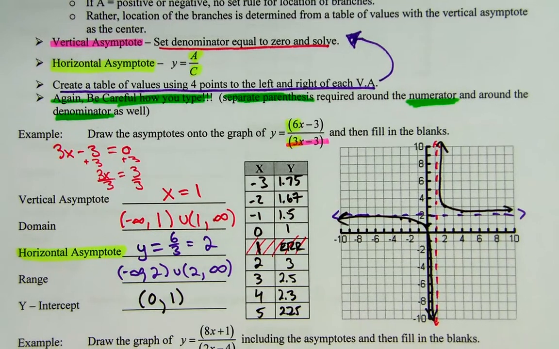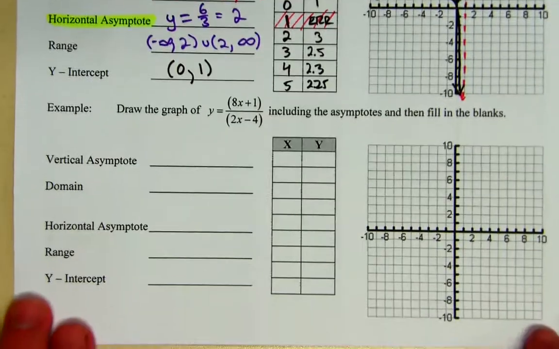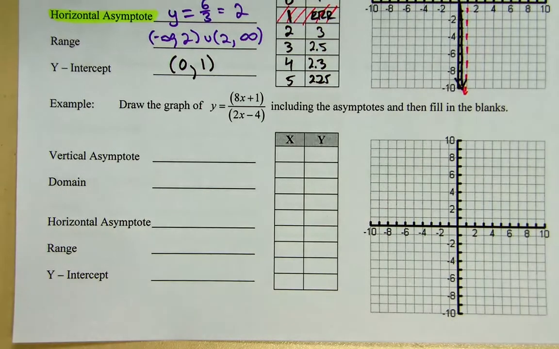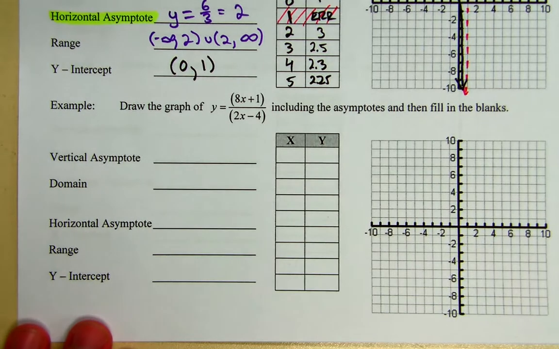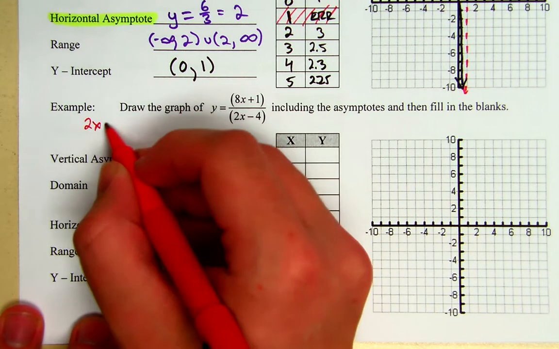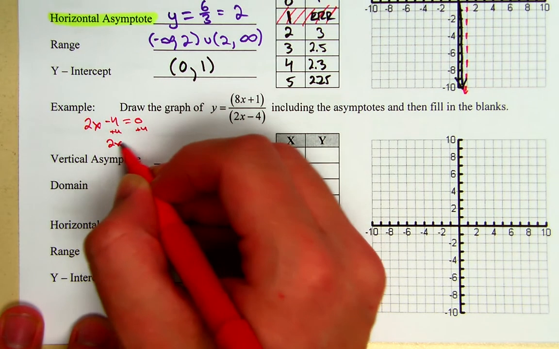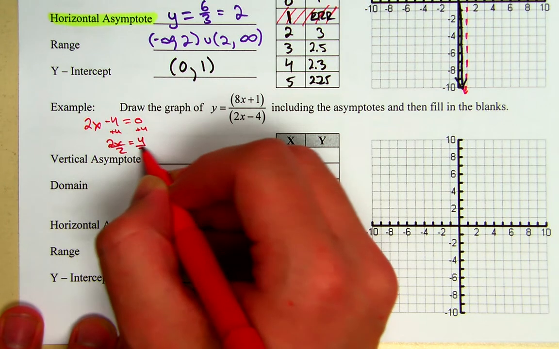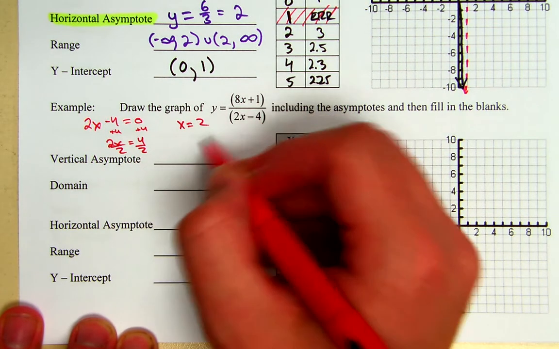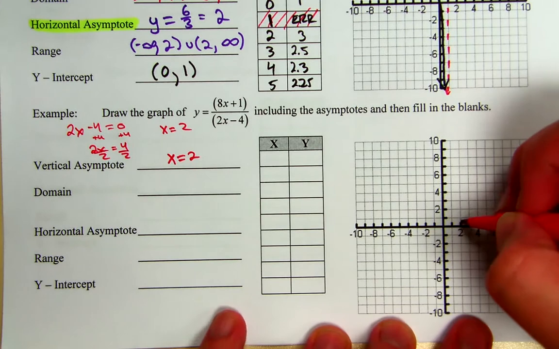Alright, let's go through 2 more examples, and then you can try some. So we've got the vertical asymptote: denominator equal to 0. So 2x minus 4 equals 0, plus 4, plus 4. 2x equals 4, divide by 2, divide by 2, x equals 2. So x equals 2. Graph it. X equals 2. Go to 2.